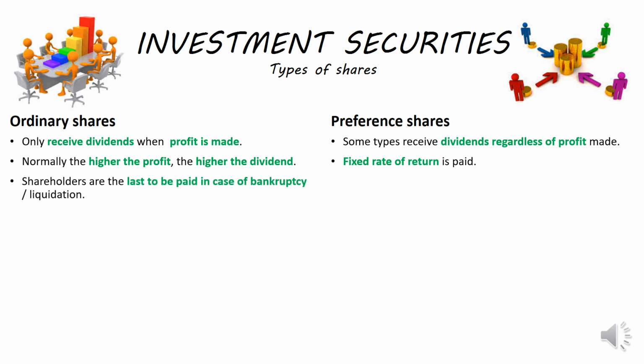Ordinary shareholders, we said they are the last to be paid in the case of liquidation. Now, we've explained that many times now. But in the case of preference shareholders, they have a preferred claim over your ordinary shareholders. Okay, remember I said creditors first, then preference shareholders, and then your ordinary shareholders. So they do have a preferred claim when the company is liquidated.